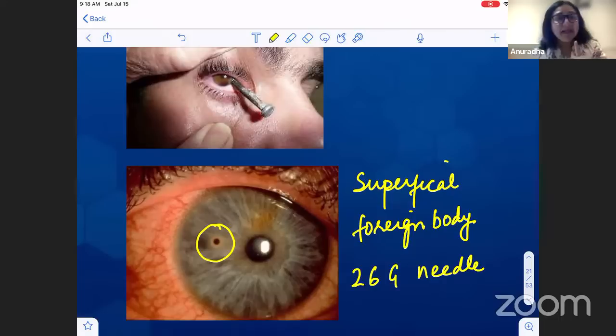For metallic foreign bodies, MRI is contraindicated if you suspect a metallic foreign body, because it can be displaced when you are doing the MRI scan. So please remember, trauma related questions can be asked in your exam.